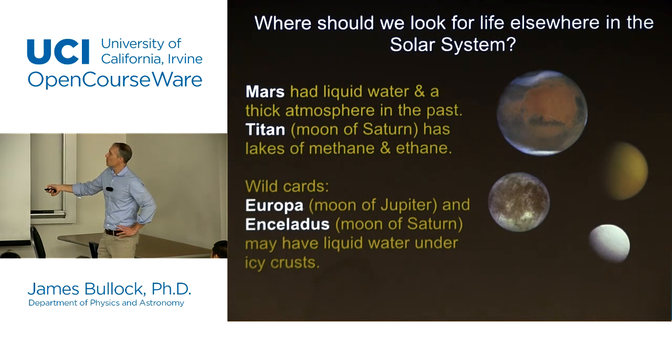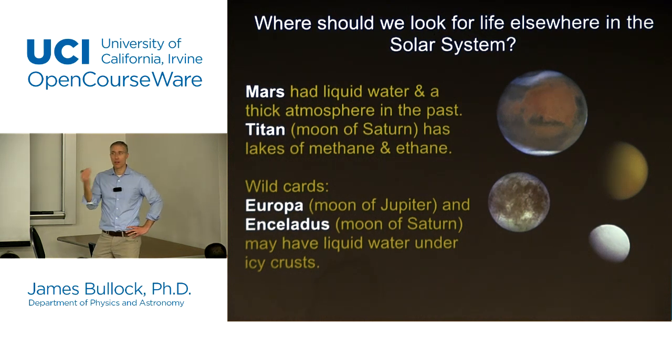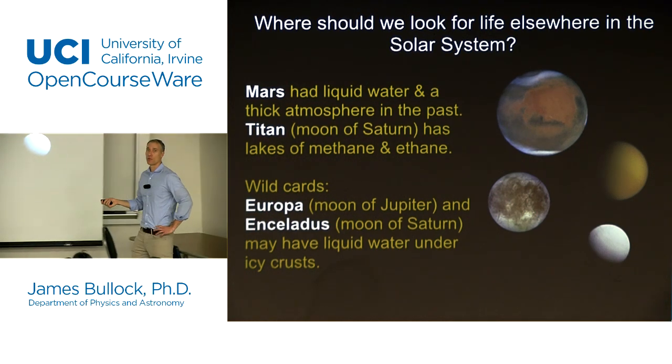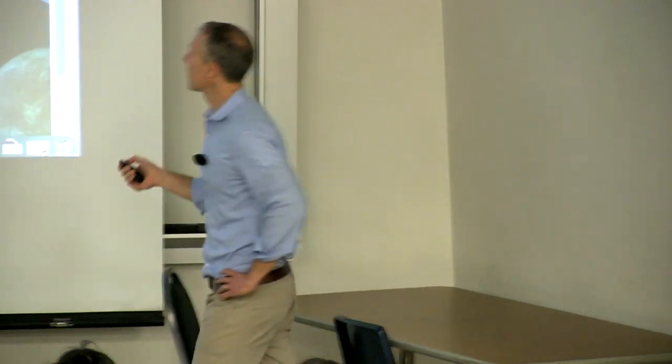There are some wild cards, which I think are really promising, like Europa and Enceladus, because under their icy surfaces, these have vast liquid oceans under their icy crusts. And again, this is something that we want to look at, a potential place for life in the solar system. Okay, we'll talk more about that next time.